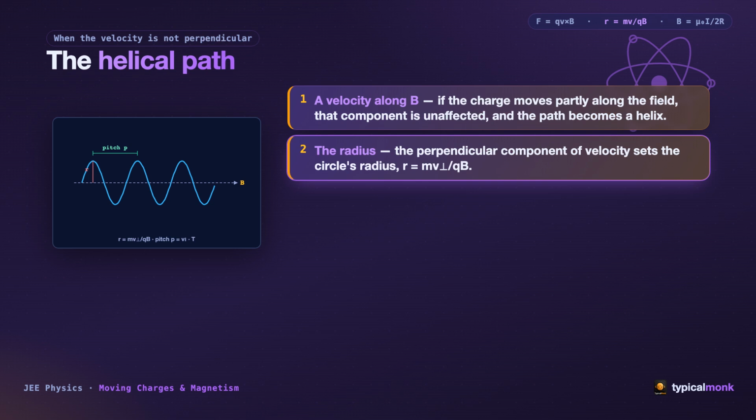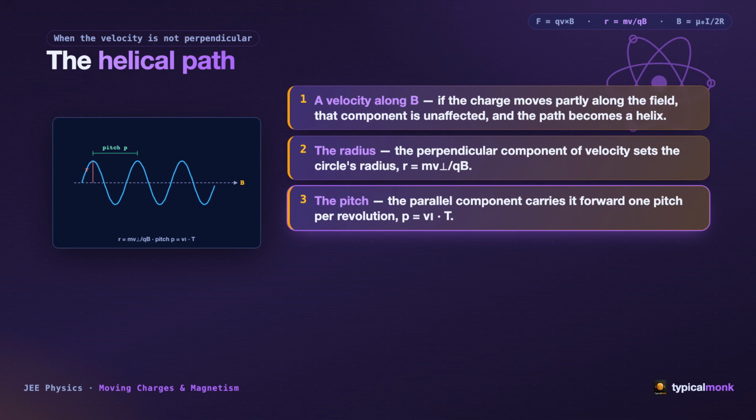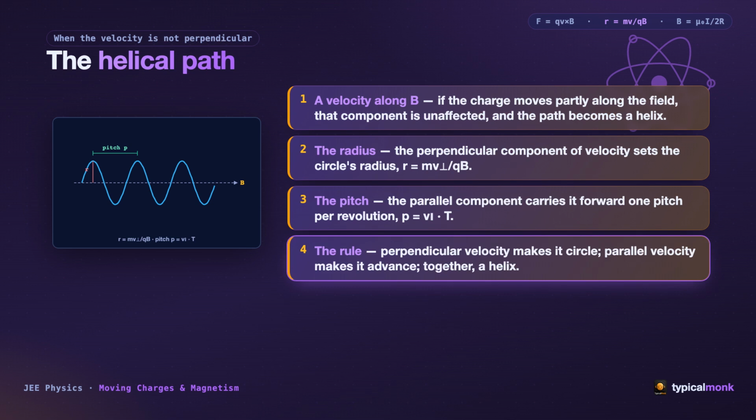The radius. The perpendicular component of the velocity is what sets a circle's radius. R equals m times the perpendicular velocity over qB. The pitch. The parallel component carries the charge steadily forward, one pitch for every revolution. So the pitch equals the parallel velocity times the period T. The rule. The perpendicular velocity makes it go round in a circle.